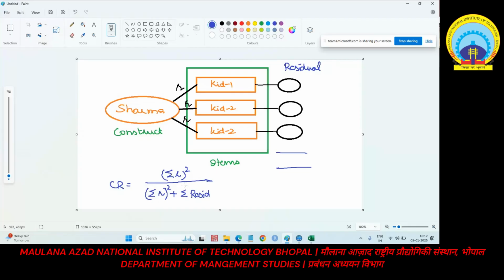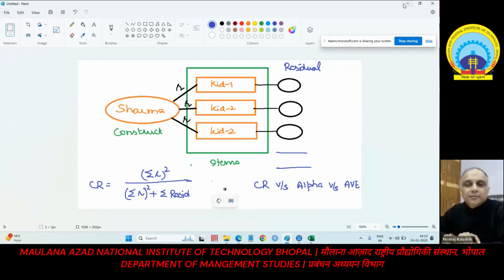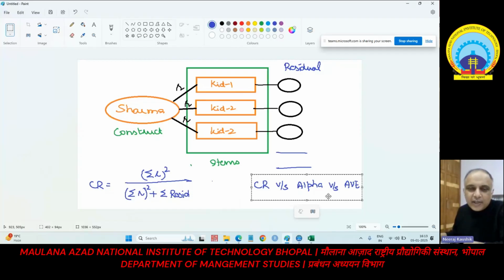So tell me, what is the difference between CR versus alpha versus AVE? Any volunteer who understands the difference between these three terms? What is CR? Anyone want to attempt? What is CR? What is alpha? What is AVE?